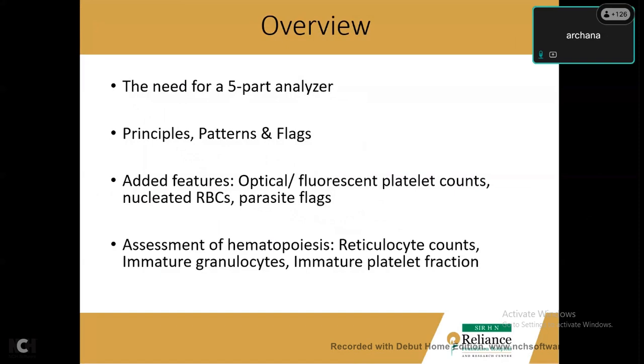So what I'll be discussing in my talk is who needs a 5-part analyzer. Then the basic principles of 5-part analyzers, understanding patterns of histograms, scatter plots, normal versus abnormal, correlating them with flags, and being able to basically filter out cases which can directly get reported out and released versus those which would require further intervention. Additional features, of course, like optical and fluorescent platelet counts, parasitic flags, nucleated red cells, and the ability of these analyzers, with the help of certain parameters, to assess the bone marrow status for hematopoiesis.